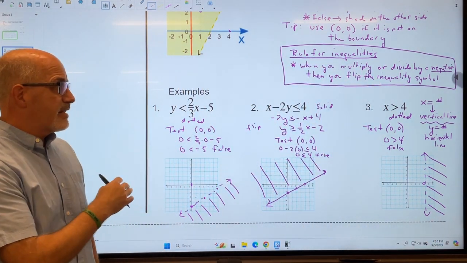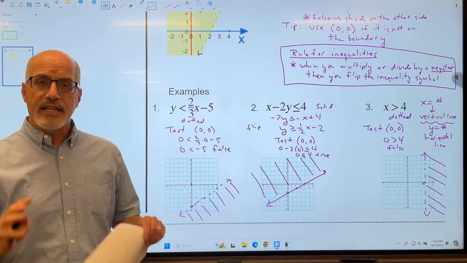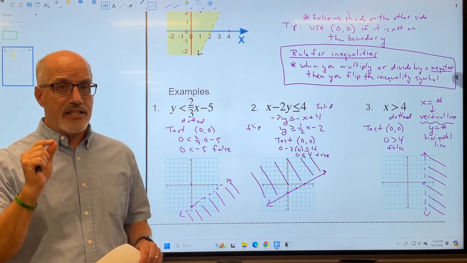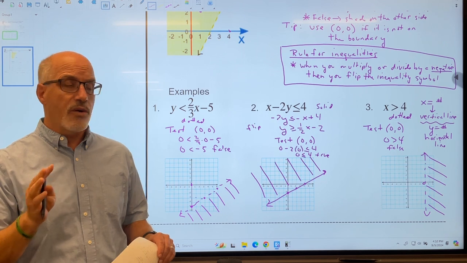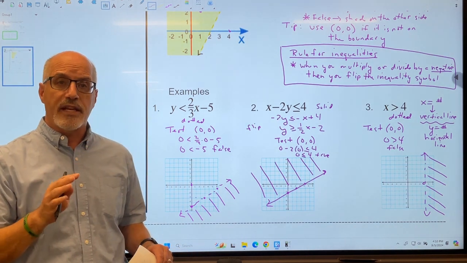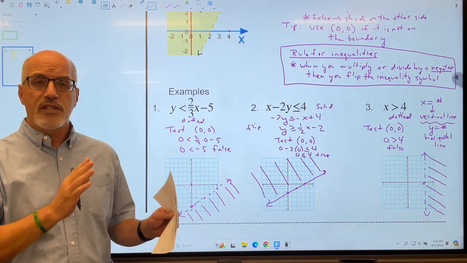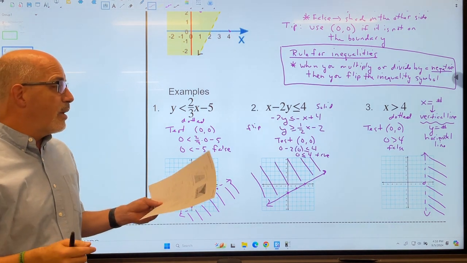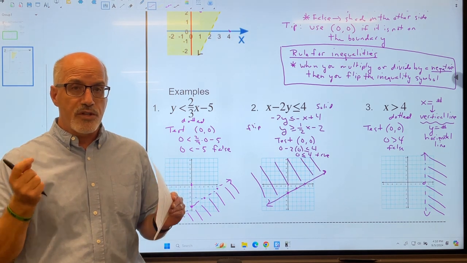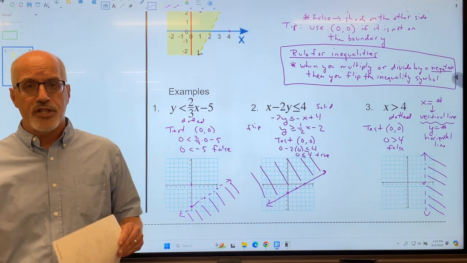So looking at these examples, remember to follow the steps. When you're doing a linear inequality, decide on the boundary line. Is it going to be dotted or solid? And then graph it. Then test a point, usually 0, 0, to see if it's a true statement or a false statement in that inequality. If it's true, shade on the side that that point is. If it's false, then shade on the other side. If you don't want to pick 0, 0, you can pick any point, just remembering if it produces a true statement, shade on that side. If it produces a false statement, shade on the other side.